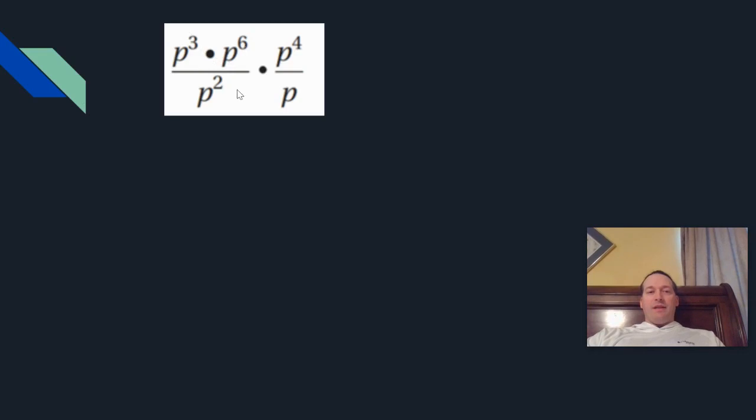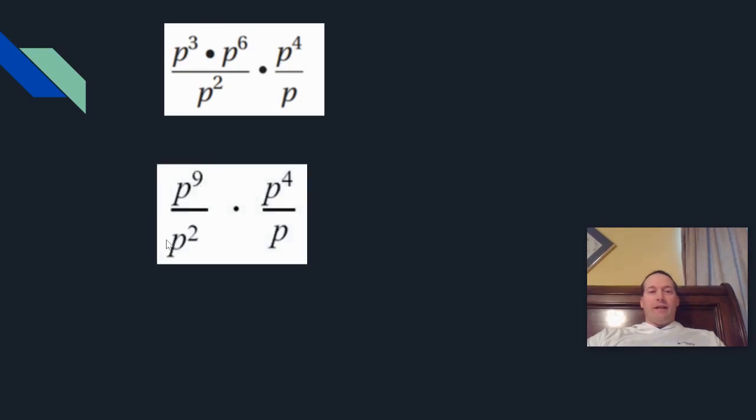All right, the final one. p cubed times p to the 6th over p squared, times p to the 4th over p. Woof! First thing we're going to do is simplify the numerator here. So p to the 9th over p squared times p to the 4th over p. Now we're going to solve each factor individually. So this is p to the 9 minus 2. This is p to the 4 minus 1. So that's p to the 7th times p cubed, which is p to the 10th.